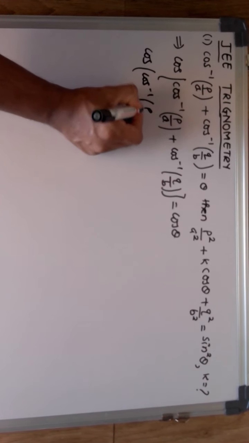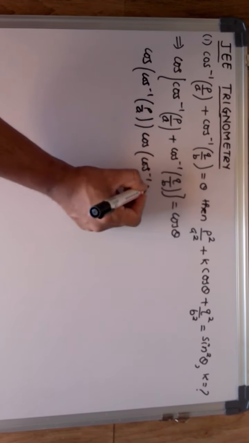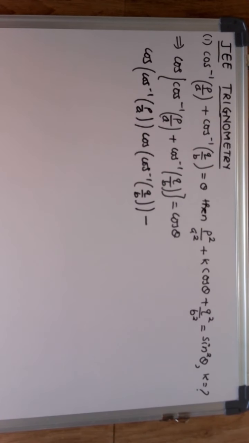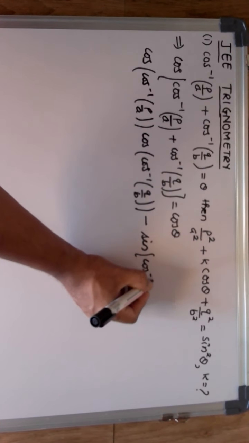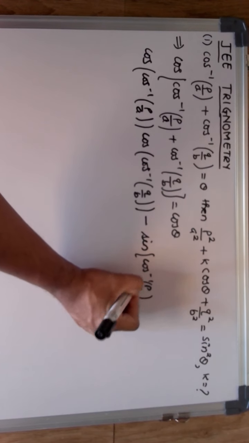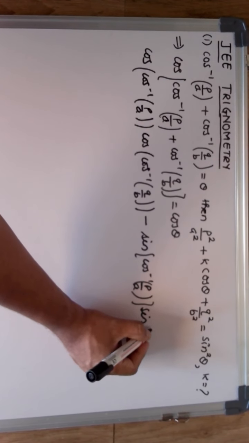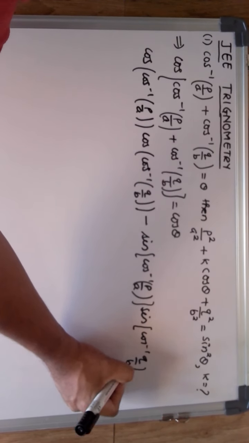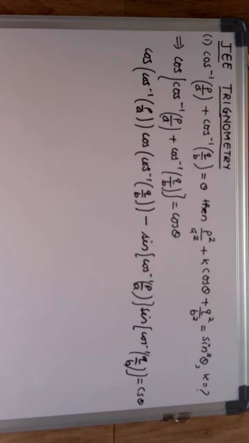So I will write it like this: cos A, this is your A, cos A cos B, this is your B, minus sin A sin B, that is sin of cos inverse P by A into sin of B, that is nothing but cos inverse Q by B, which is obviously your cos theta. Okay, this step is understood.